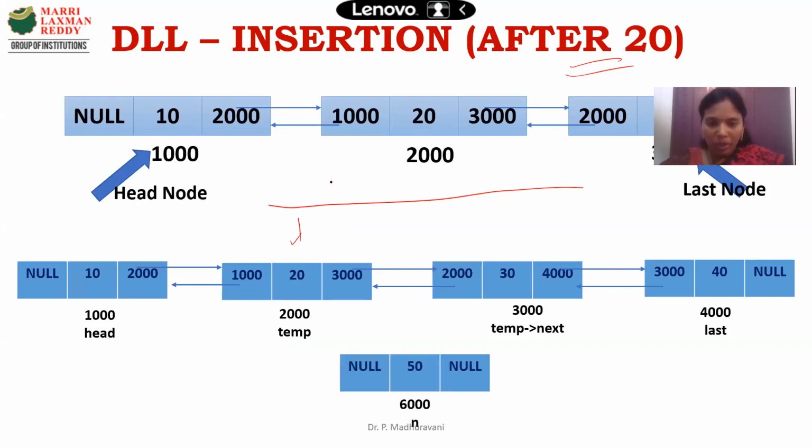Now, what I'll do is allocate memory for a node, and I'm taking the data value as 50 and making the next null and previous null.